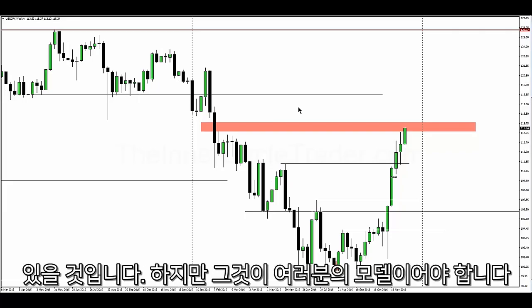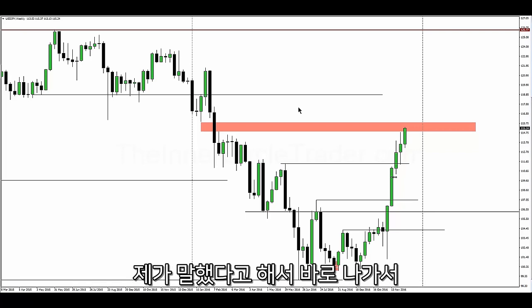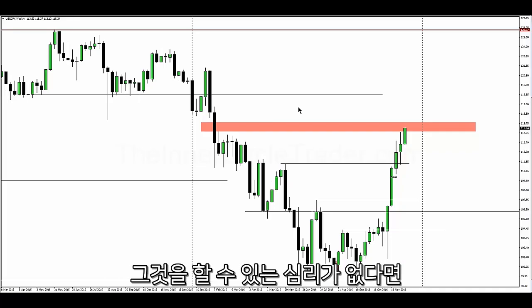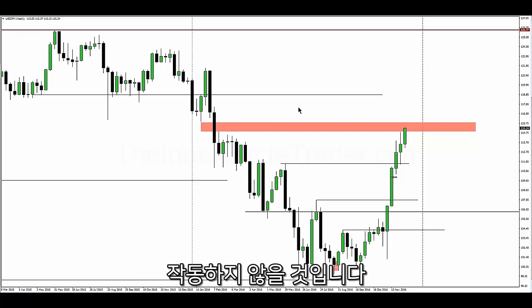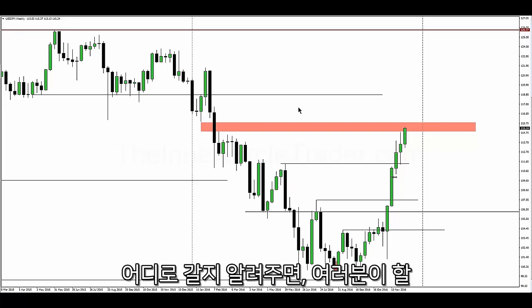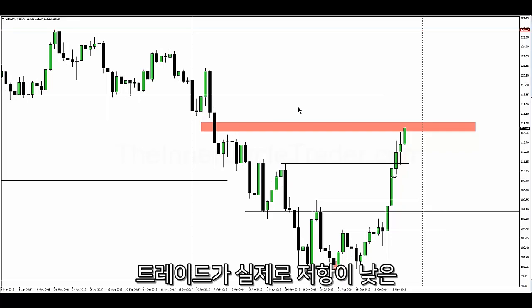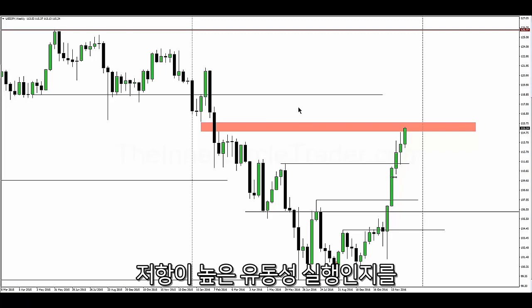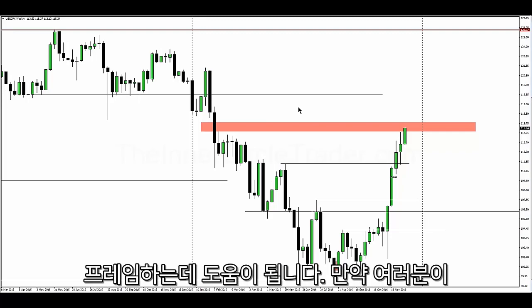But that has to be your model. It can't be because I just said it and you go out there and start trying to force it to happen. If you don't have the psyche to do that, it's not going to work. But having these higher time frame charts gives you that directional bias of where it's going to go. It helps you frame whether the trade you're going to be taking is really a low resistance liquidity run, or a high resistance liquidity run.